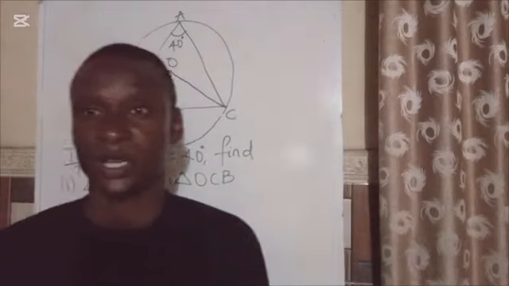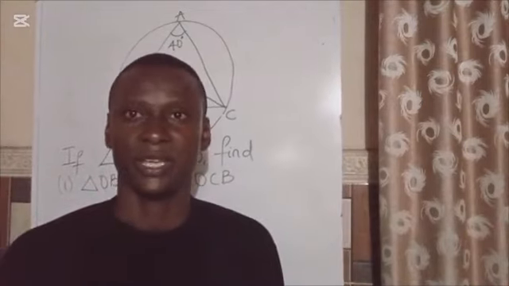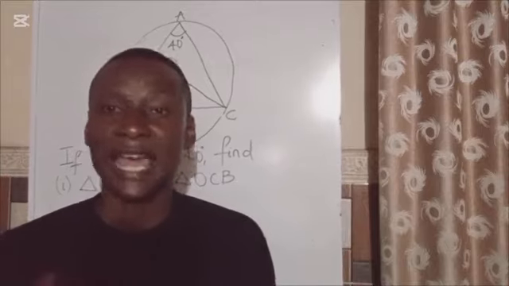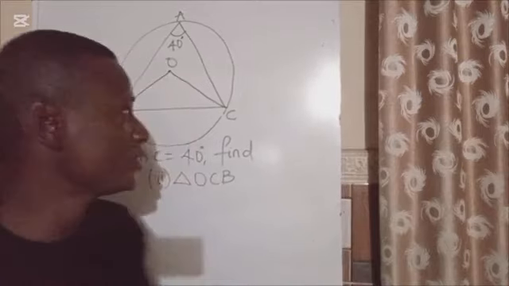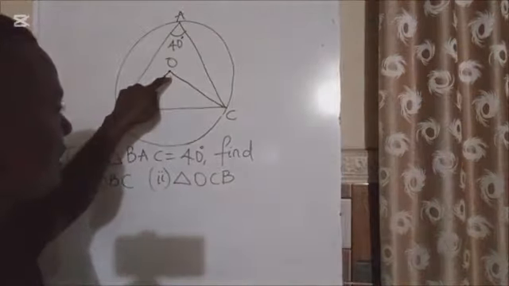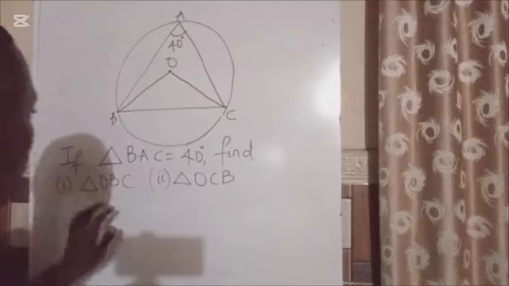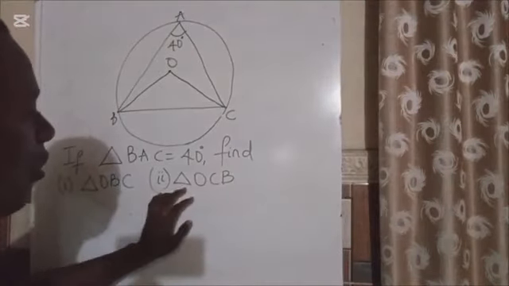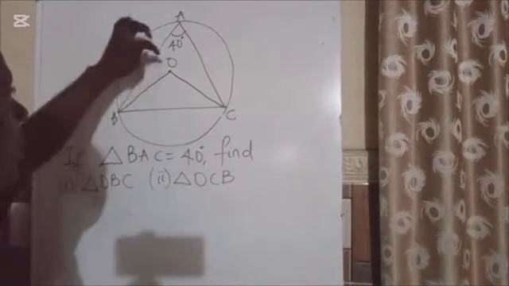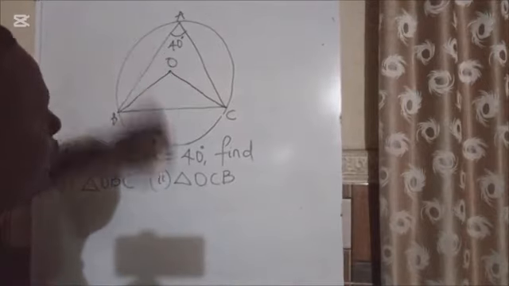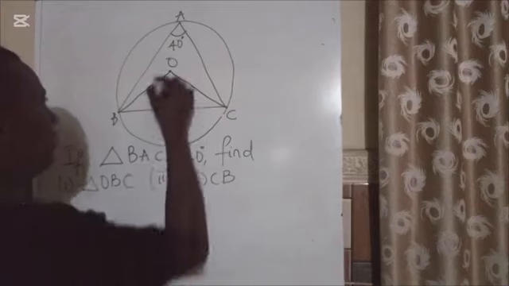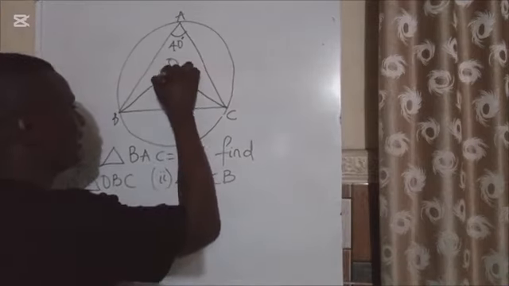For us to solve this question, there is really something we need to do here. What do we need to do? In the last section, I did say that the angle at the center is twice the angle at the circumference. Before we can get OBC or OCB, we need to get the angle at the center here. We need to get this angle here.